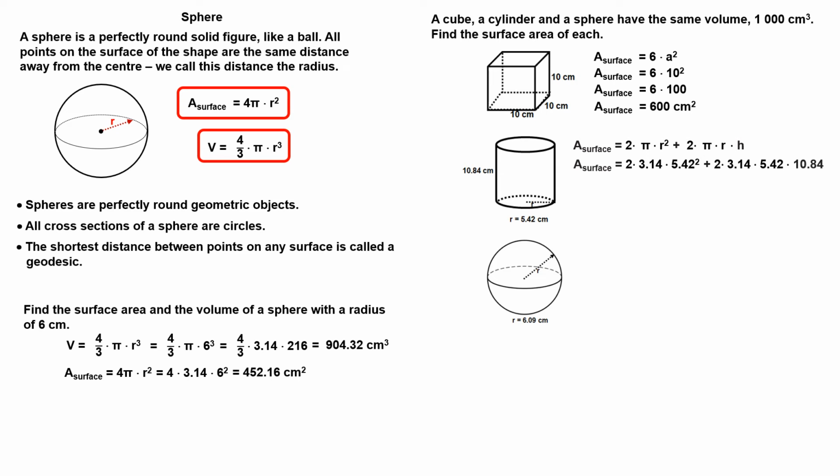Change the height and the radius. This is the surface area of the cylinder. Change the radius by 6.09.